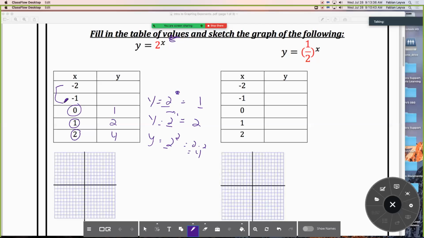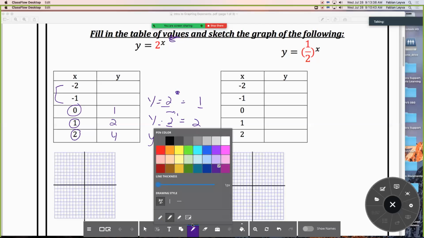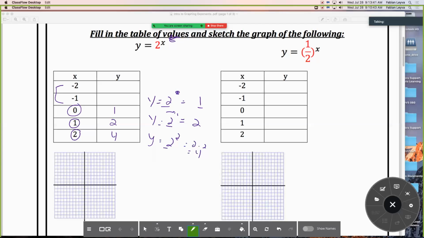Those are a pretty good set of values, but I want to make sure to also plug in my negatives, because this is again all about remembering your rules of exponents. Let's start with plugging in a -1. So y is equal to 2 raised to the -1. Now notice you have your base raised to a negative number. If you ever have a negative exponent, the way we deal with it is you just flip it across the fraction.